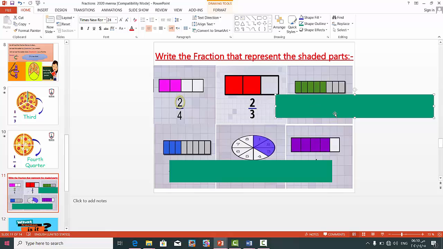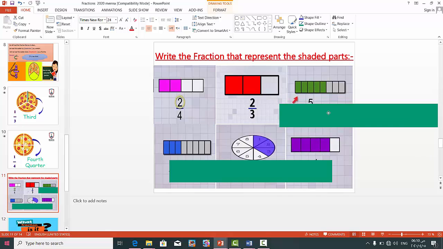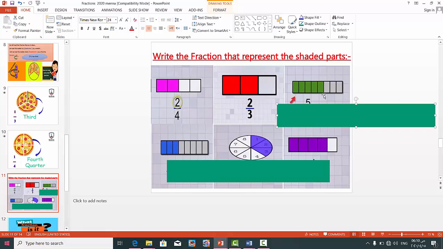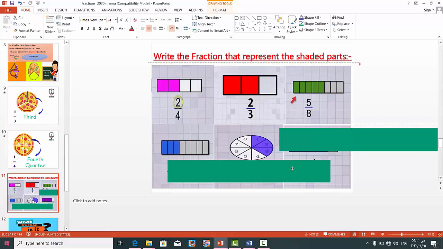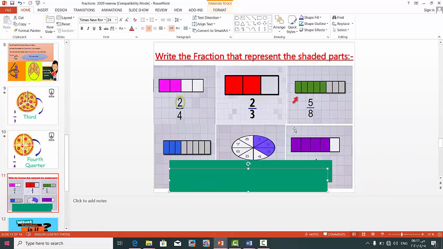Okay? Let's see this exercise. How many shaded parts? Here 1, 2, 3, 4, 5. So the numerator will be 5. And what about the denominator? The total number, the all parts. 1, 2, 3, 4, 5, 6, 7, 8. I will write 8 down. So the denominator will be 8. Let's read this fraction: 5 over 8.